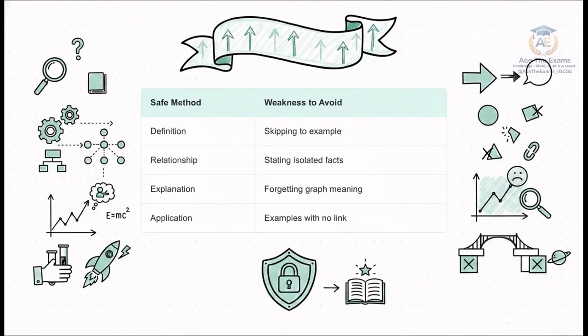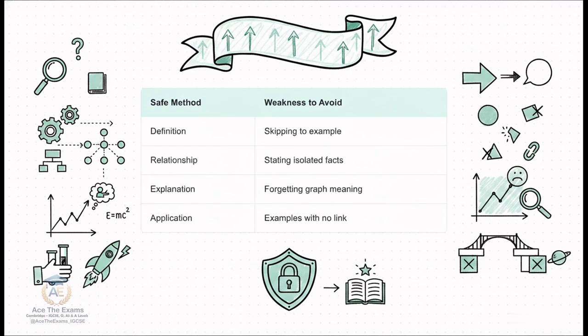Let's bring this all together into the final system. This table is your ultimate cheat sheet, showing the safe method pathway: definition, relationship, explanation, application. And right next to it, the common weaknesses you must avoid. This ties perfectly into the 3 rules that absolutely guarantee top marks. Rule 1. Command word decoding. Don't skip directly to the example without defining what the command word asked for.